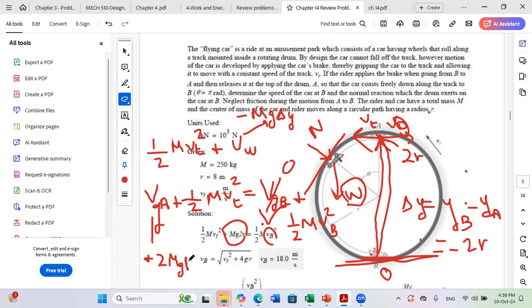If you consider the datum, for example, at the center, okay, then VA will be positive because I am above the datum. It will be plus mg times r. While for B, you are below the datum. So for B, it will be minus mg times r.